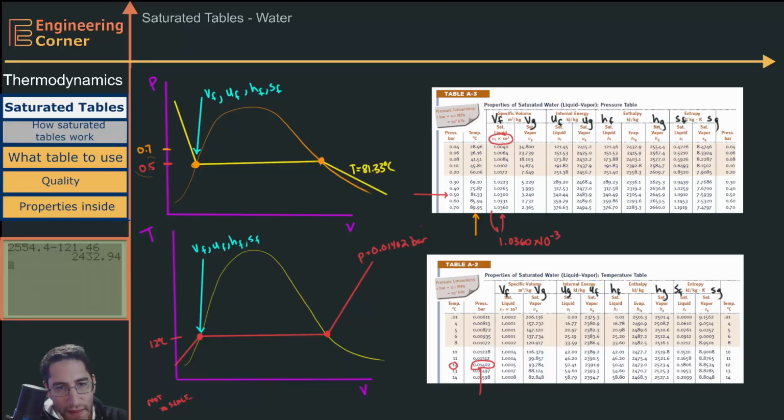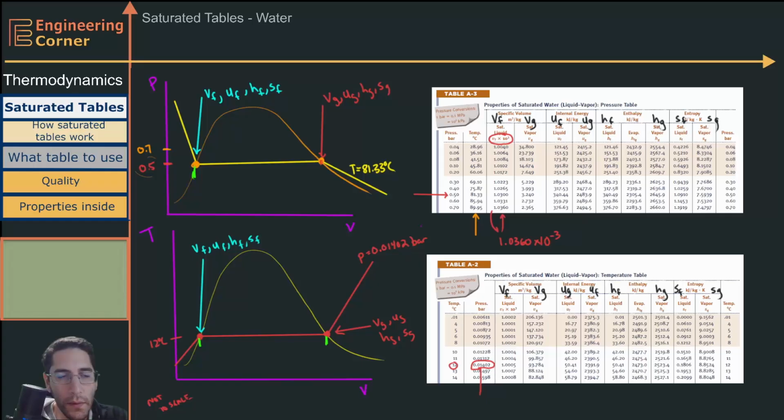Now on the other side, this point is going to be our VG, UG, HG, and SG. So we've constrained both sides, and we know what's happening on each side of this vapor dome. So it's along this line. You just need to look up a particular temperature or a pressure, and you can get all of this information. So how do we know what tables to use?